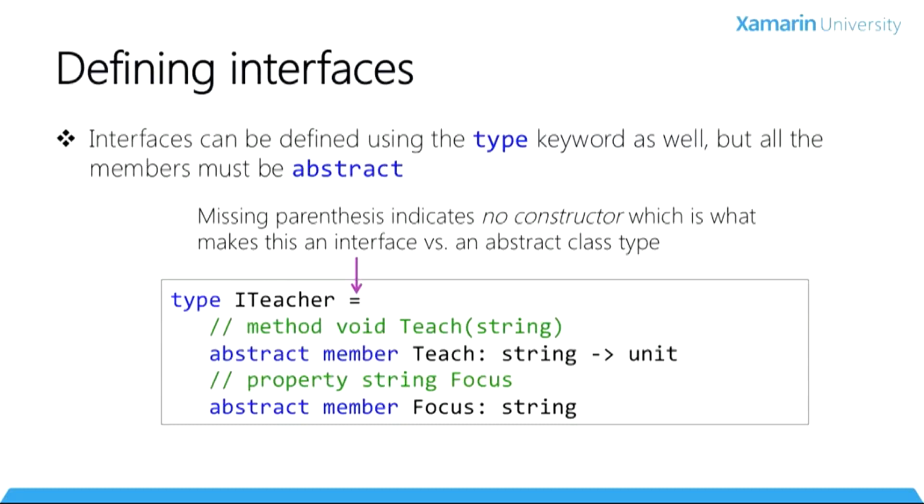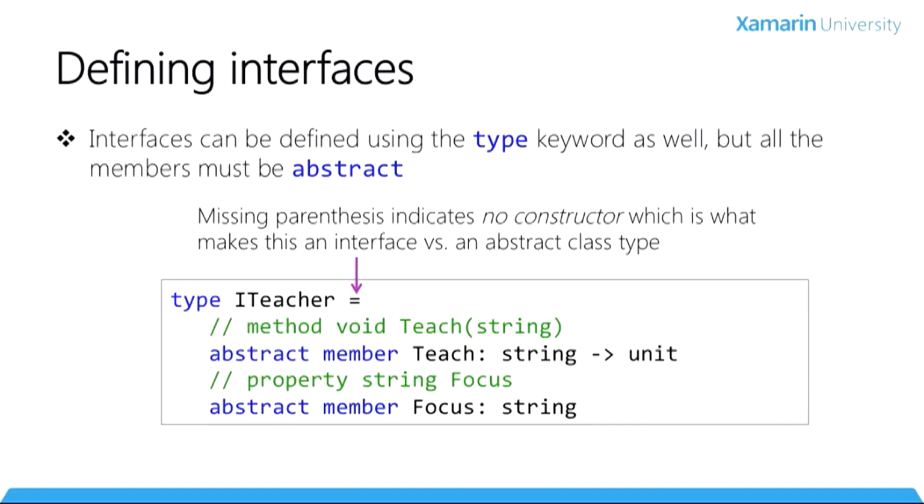We can also define new interfaces, useful for abstractions when working with other languages. We actually do this the same way we define a custom type, with the type keyword. The difference is that we don't have a constructor and therefore do not have parentheses after the type name. All the members defined for your interface must be abstract, and this is a formal requirement for F#, but it's implicit in C#. And here you can see we're defining a method named teach, which takes a string and returns unit, otherwise void. And you'll notice the definition syntax, which is parameters and a return value.